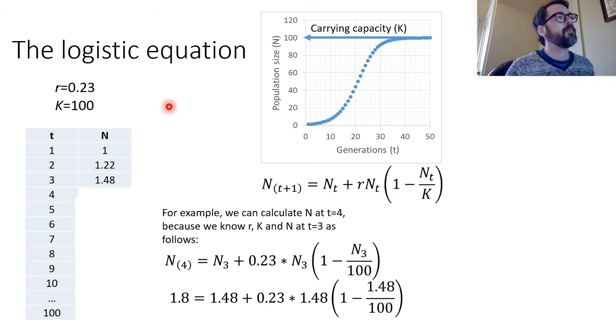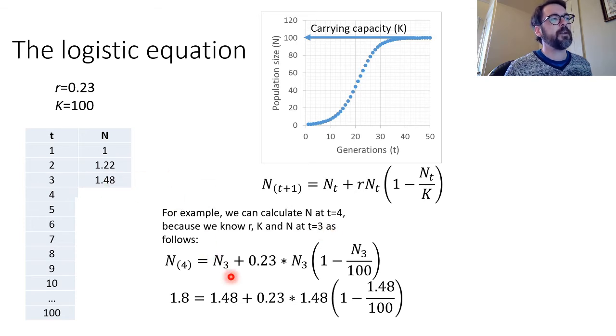Okay, so now let's say we estimated that R was 0.23 and K was 100. How do we use this equation? What we want to do is estimate what's going to happen. What's the n at t equals 4? We know that R is 0.23, we estimated K to be 100, and we know that n at time 3 was 1.48.